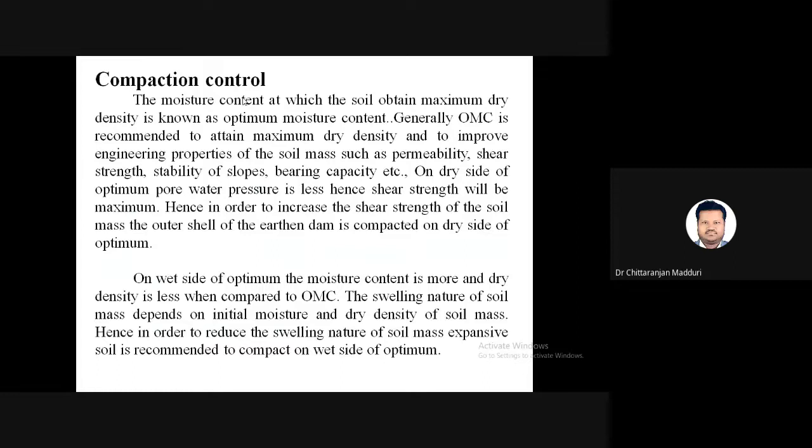So the swelling nature of the soil mass depends on the initial moisture and density of the soil mass. Hence, in order to reduce the swelling nature, expansive soil is recommended to be compacted on the wet side of optimum. So in the case of expansive soil, in order to reduce the swelling nature of the soil mass, it is recommended to compact on the wet side of optimum.